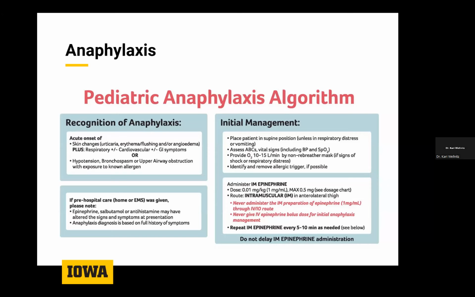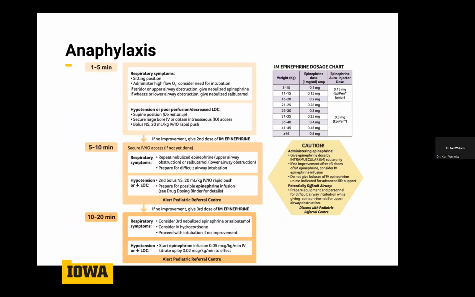You can repeat the IM epi every 5 to 10 minutes as needed. And it's one of those things where if you're thinking about giving it, just give it. I like this algorithm because it walks you through stepwise what you should be doing. So as you know, place that IV, give them a bolus of IV fluids, start giving them some supportive care. If you're having to give them multiple doses of epi, consider starting an epi drip. Continue giving them boluses until their perfusion and blood pressure stabilizes, and then keep on going from there.